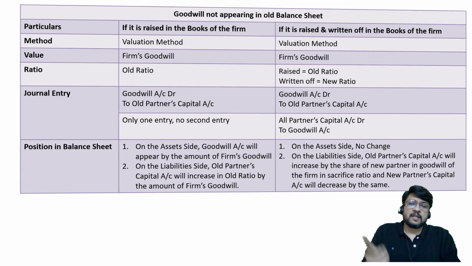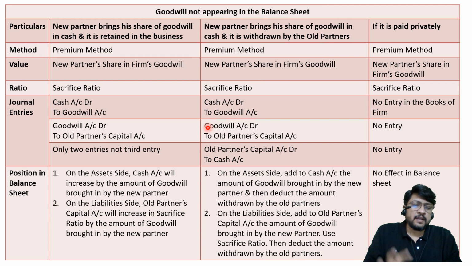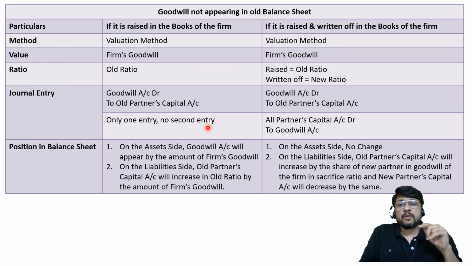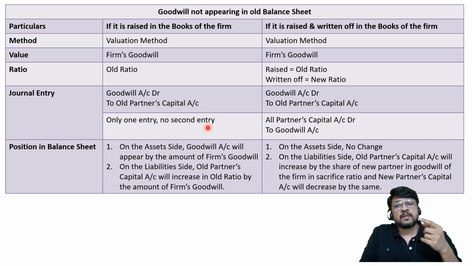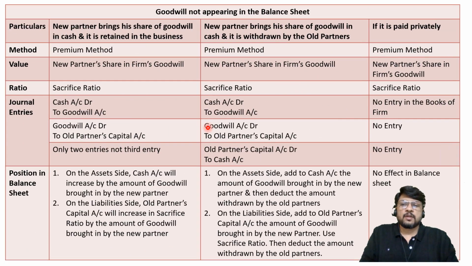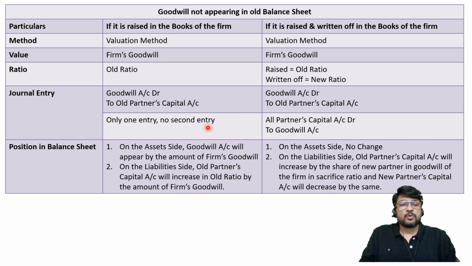If you are bringing in cash, that's the greatest thing, easiest thing, premium method. New partner is bringing his share of goodwill in cash. If you are not bringing it in cash, in that case we are going to use valuation method. Then there are two different situations. Either it is raised in the books or it is raised and written off in the books of the partnership firm. Both these situations are called valuation method. In both these situations, we are going to consider firm's goodwill. So simple rule, whenever you are considering premium method, you should consider new partner's share in firm's goodwill. And whenever you are considering valuation method, you should consider total goodwill of the entire firm, not only new partner's share.